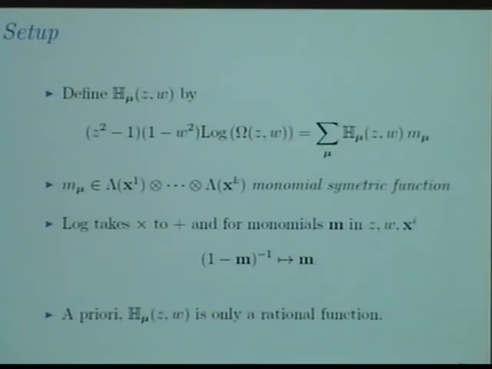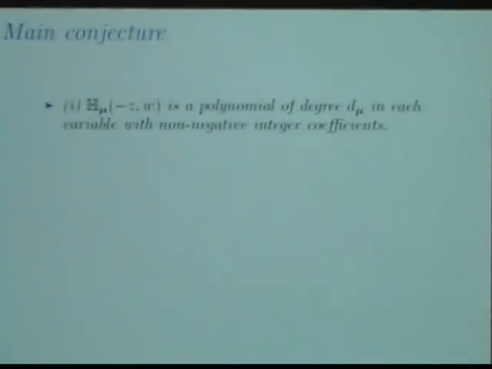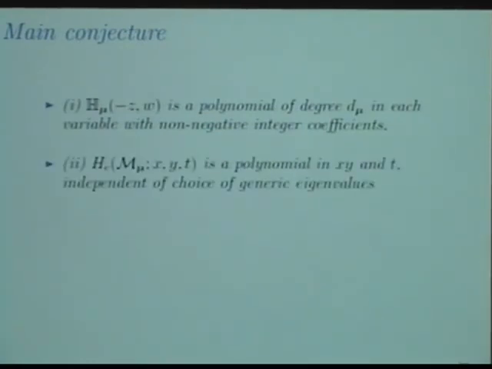All right, so finally I can tell you what the conjectures are that we make. So first of all, this thing, we conjecture, is a polynomial of degree d mu hat. d was the dimension of the variety. And after changing z to minus z, it has non-negative integer coefficients. The mixed Hodge polynomial of the variety M mu hat is a polynomial in x, y and t, and is independent of the choice of eigenvalues as long as they are generic.